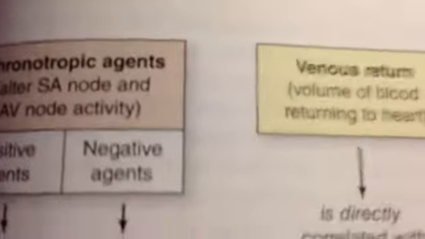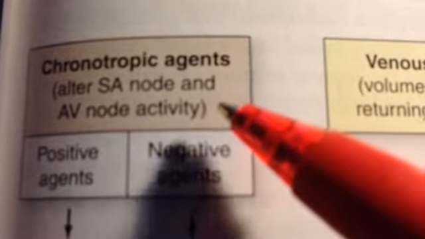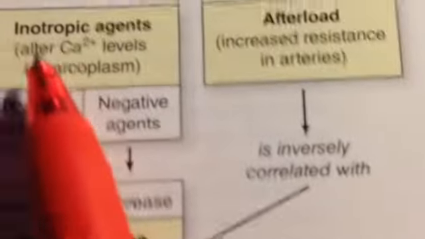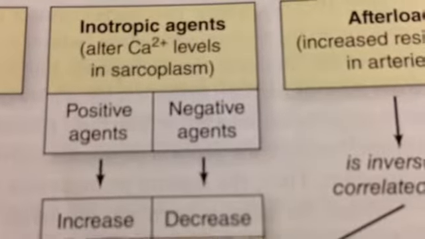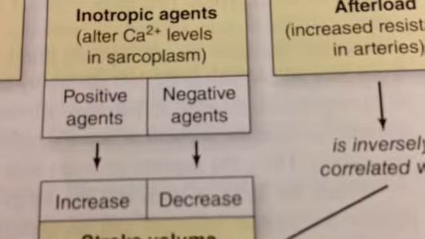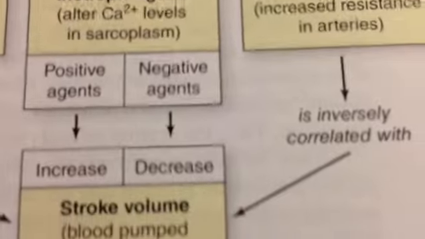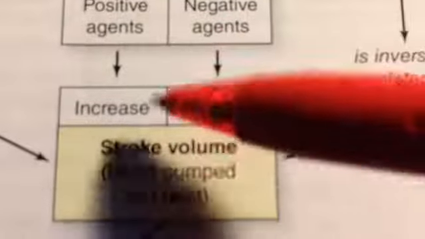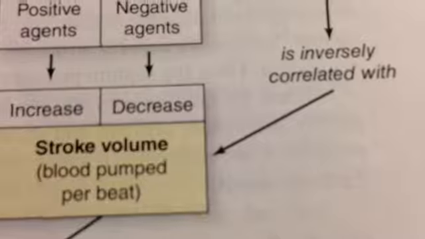Okay, so chronotropic agents, agents that change the heart's rate. So inotropic agents are ones that affect the force of the heart's contraction. And changing the force of the heart is, of course, going to change the stroke volume, which is once again related to the cardiac output.